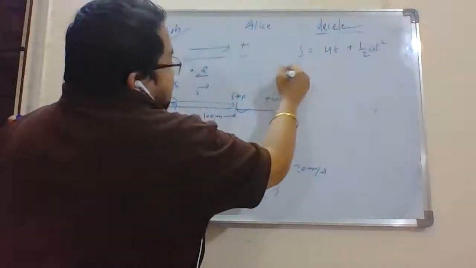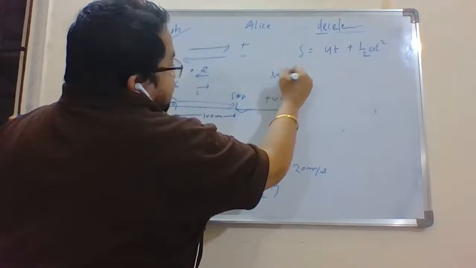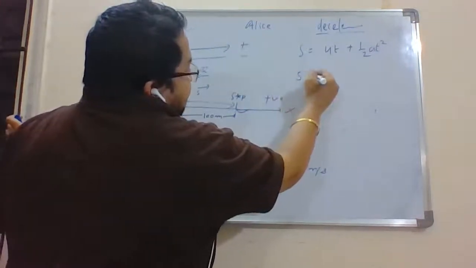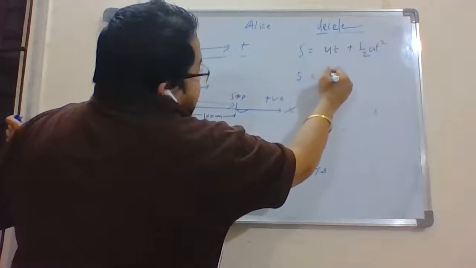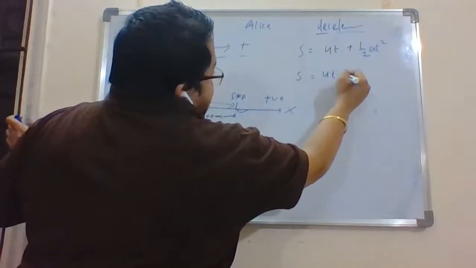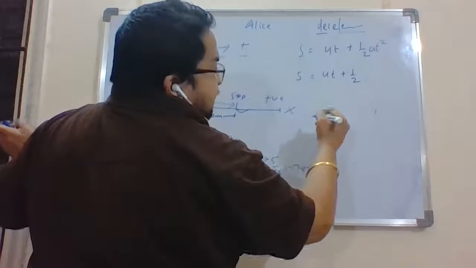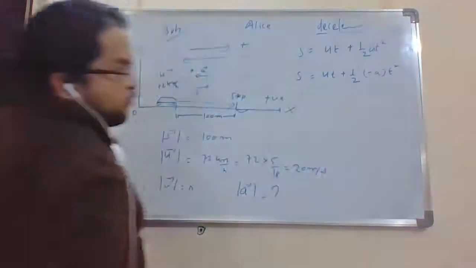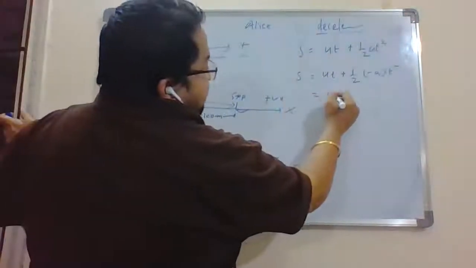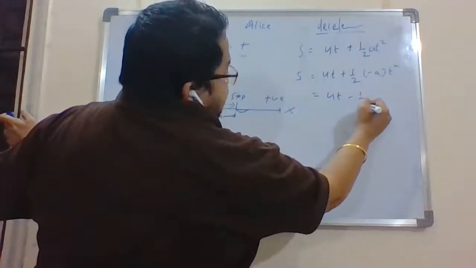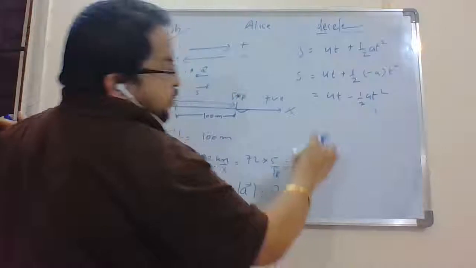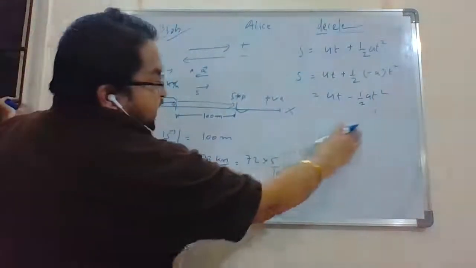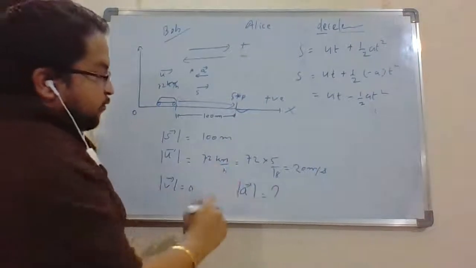So will this be substituted? Will this be substituted by S is positive, U is positive, T is positive, half nothing to change. I'll say minus A into T squared, or that becomes ut minus half at squared. So we need not mug up the formula and see we have still arrived at the same place, right? And let us put the values and we can solve the problem.